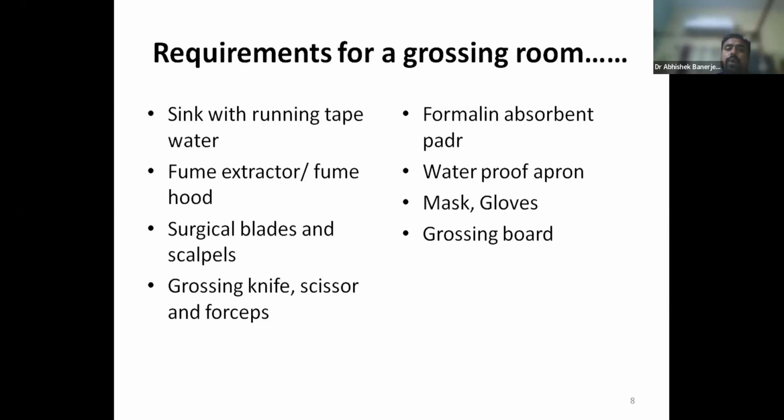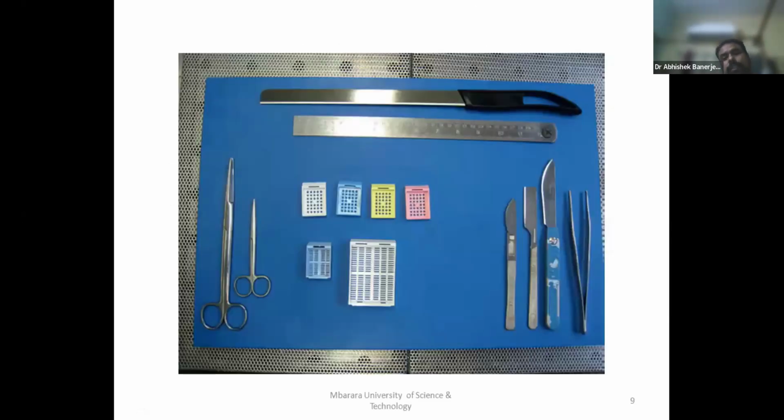Okay. So other things which are also important are the fume extractor, surgical blades and scalpels, grossing knife, and also the round wheel cutter for the bones. There are different things which you can have. It is available even in the market. So this is a picture. Again, it is absorbed from the web.